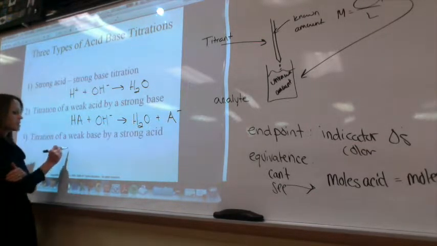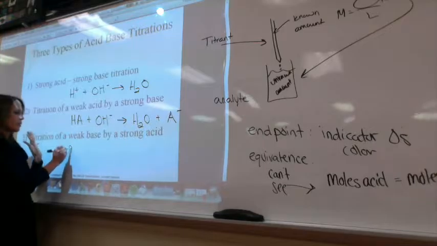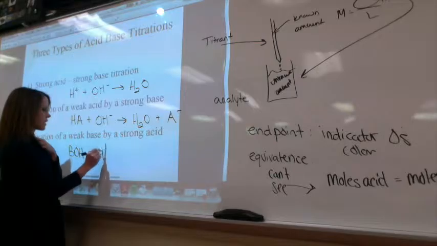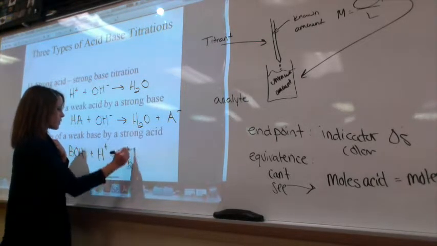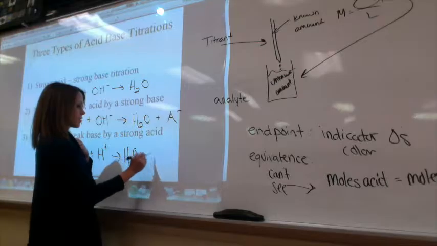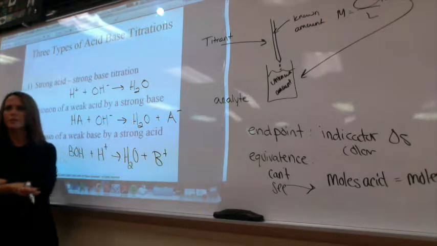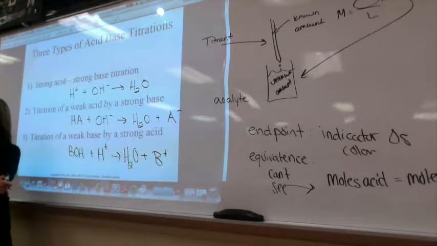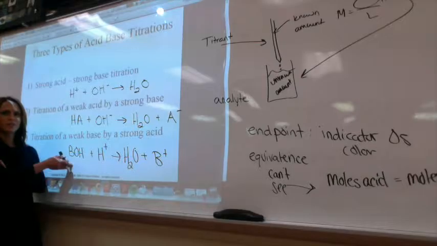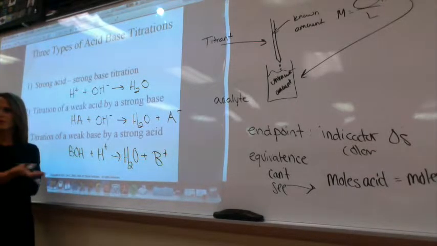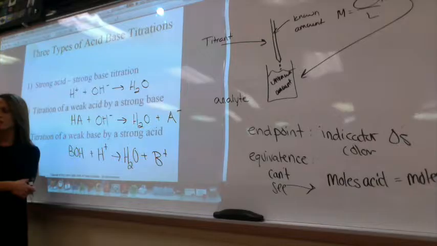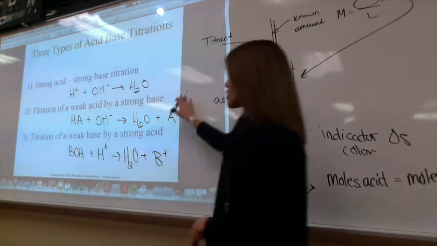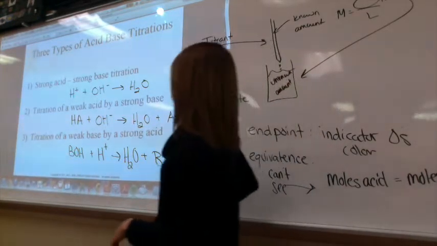And then if I have a weak base, I usually put BOH plus H+ is going to make H2O plus B+. I mean, there's different ways to represent a base, but we'll do it like that. But we know that our weak bases can be like an ammonia compound or whatever it is. It's just making water and then the conjugate acid of your base. So today we're only going to work on strong acids and strong bases, and then we'll get to those two tomorrow.